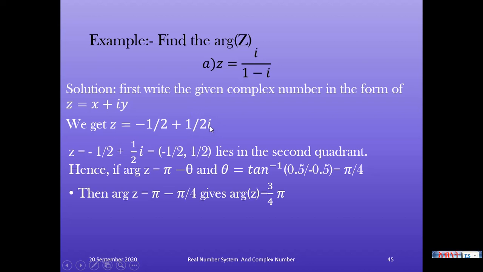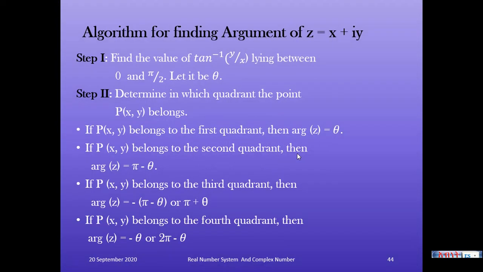So tan theta is equal to 1 over 2 over minus 1 over 2, in absolute value. Theta is equal to the inverse of that. Finally we will get theta is pi over 4. But be reminded where these points are located. I think this is in the second quadrant. So what is the formula to find the argument if P(x, y) belongs to the second quadrant?